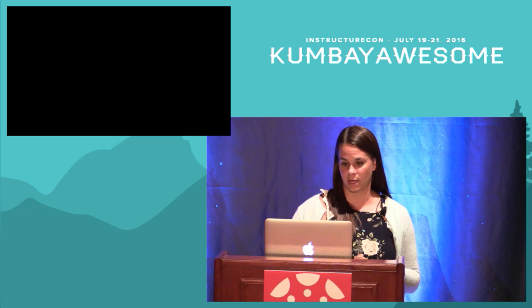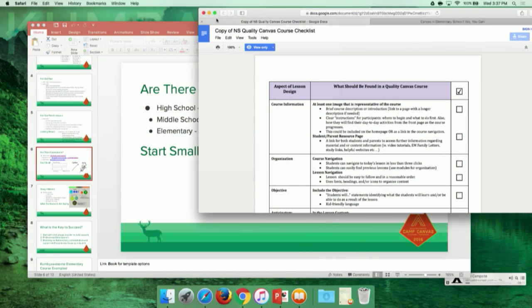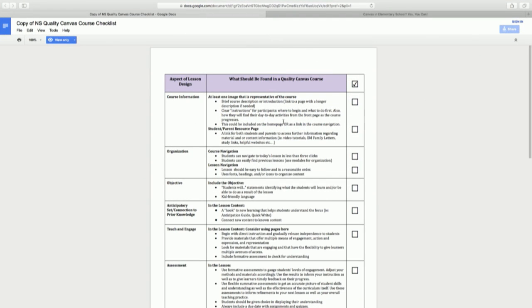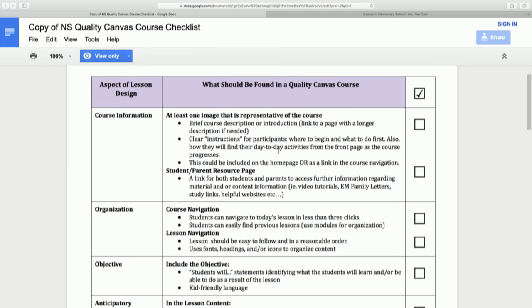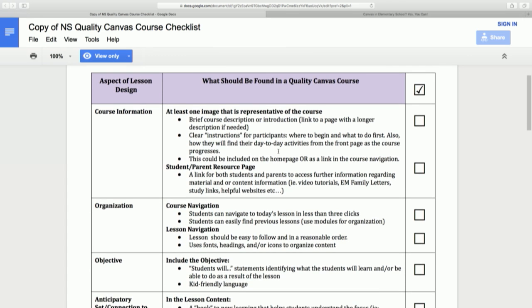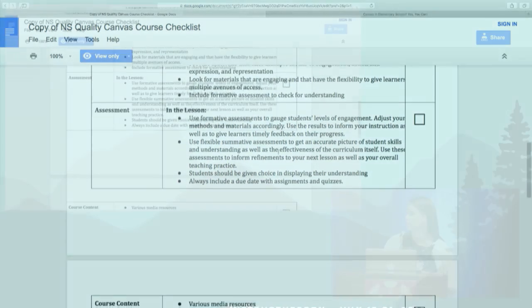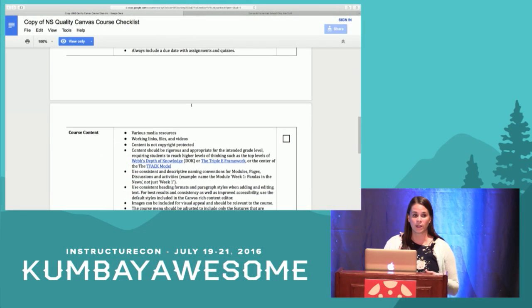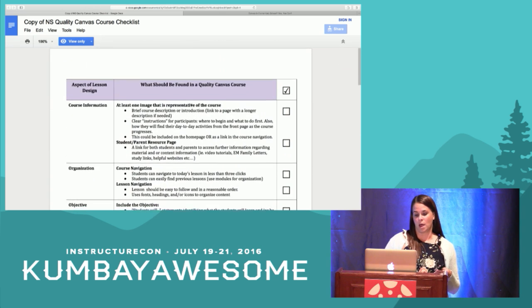So let me see if I can pull up this quality course checklist here. And you will have access to this as well. If you look at what should be found in a quality Canvas course, you can see there are a lot of different expectations here, but we aren't asking teachers to necessarily put every single one into their course. What we're asking is that they look at each box and make sure that they've included something that they know is highly effective when they're instructing, when they're lesson planning, and what's in our classroom.